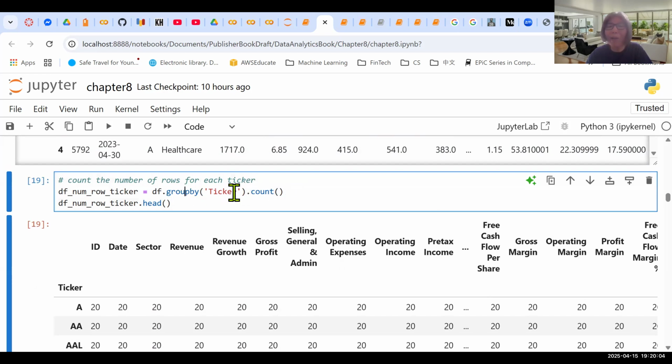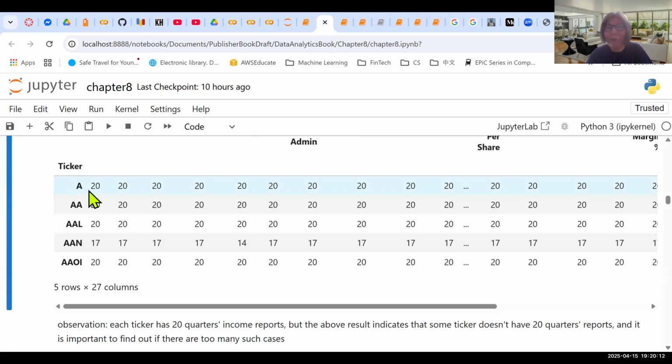So this is regarding data aggregation. You group by ticker and then you do count. And then we can see for each ticker how many times it occurs. It looks like a majority occur 20 times because this whole data set is quarterly reports from 2019 to 2024. So that makes sense. Five years, and each year you have four quarters, so that's why it's 20.